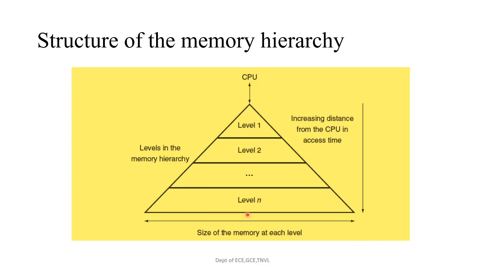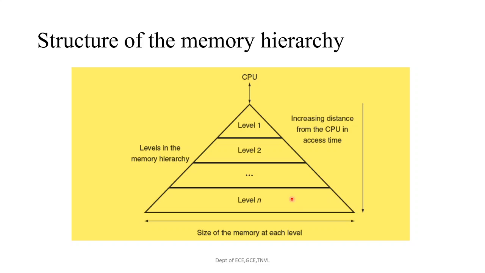So this is the structure of the memory hierarchy, and this is the CPU, that is the processor. If you increase the distance from the CPU, the access time also increases. And this is the size of the memory at each level. If you look at the top, the size of the memory is very small, but at the bottom, the size of the memory is very large.